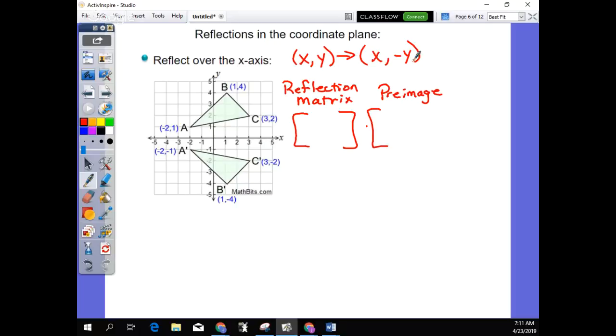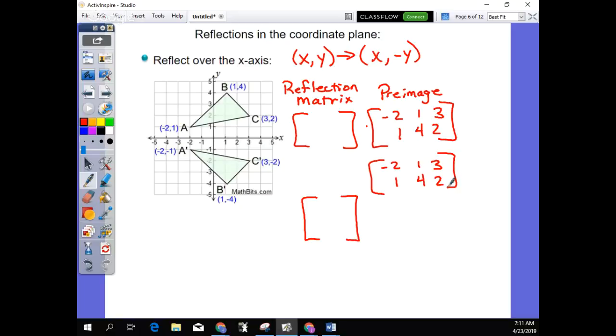So the top row is the x coordinates, -2, 1, 3. The bottom row is the y's, 1, 4, 2. And when I multiply these two, I'm going to use kind of the same idea I did before. So if I rewrite this, here's my matrix: -2, 1, 3, 1, 4, 2. So then my image matrix is going to look like this.